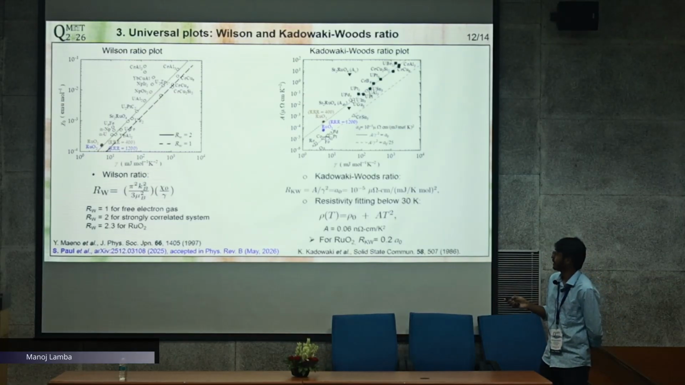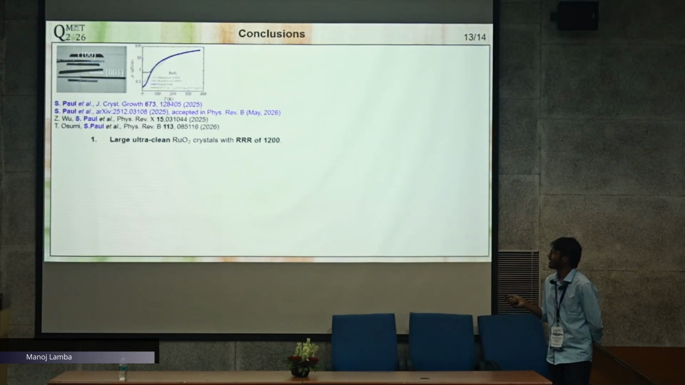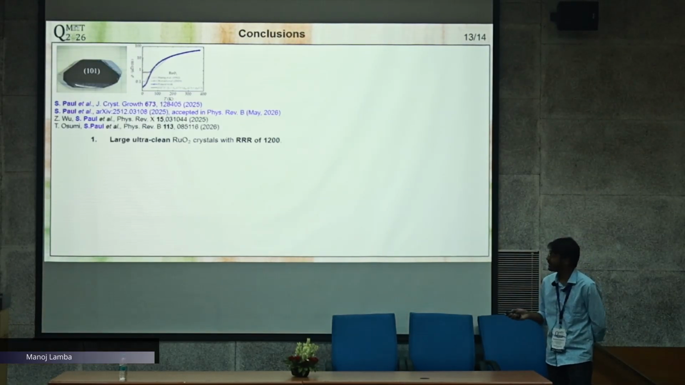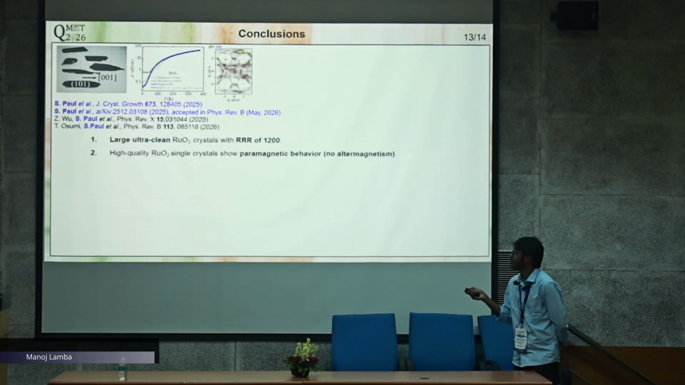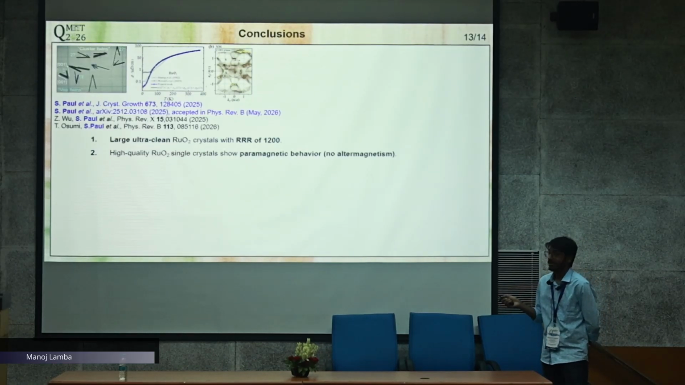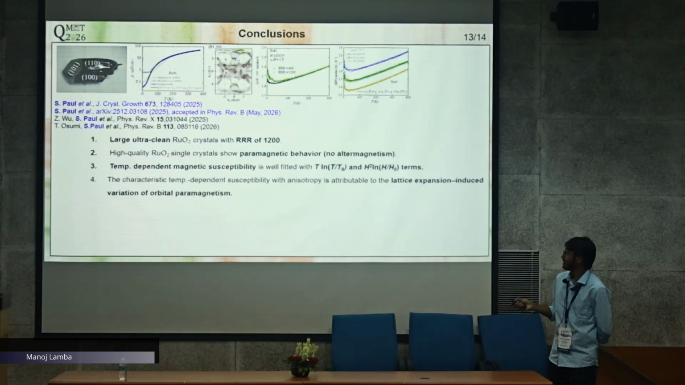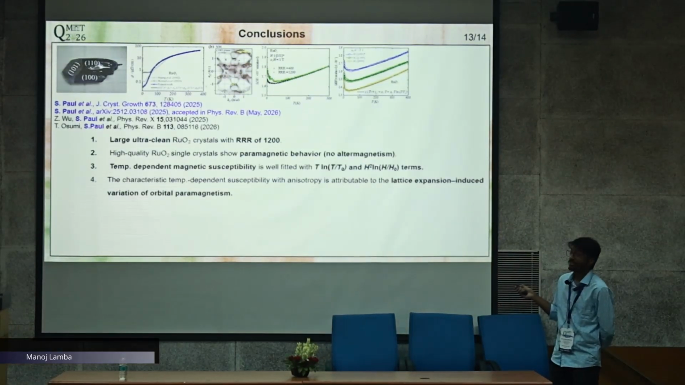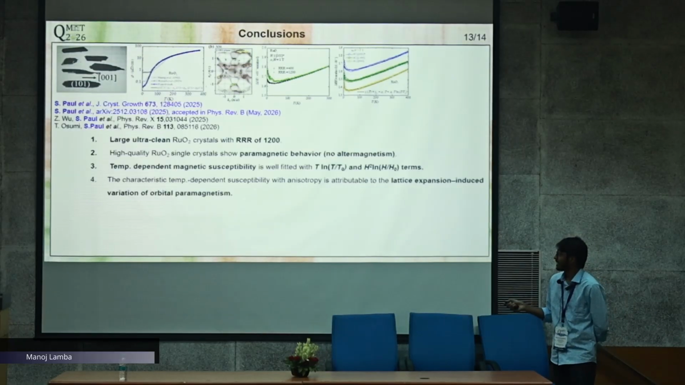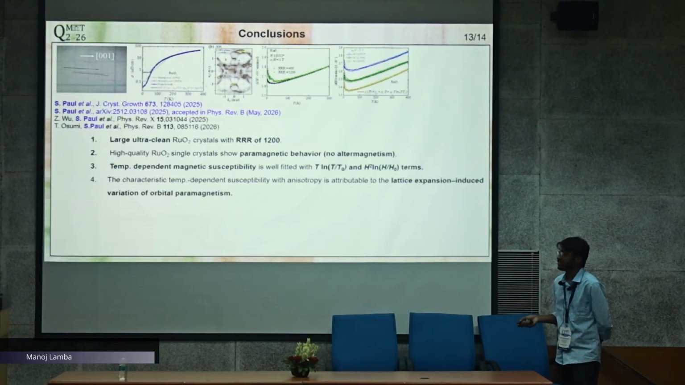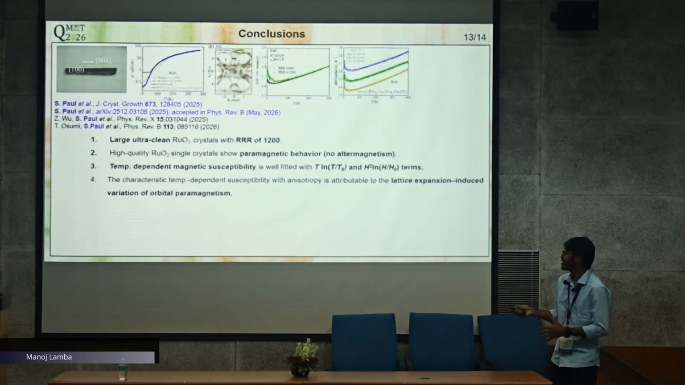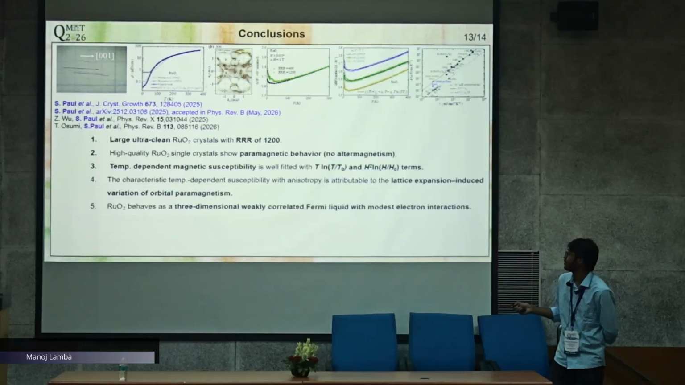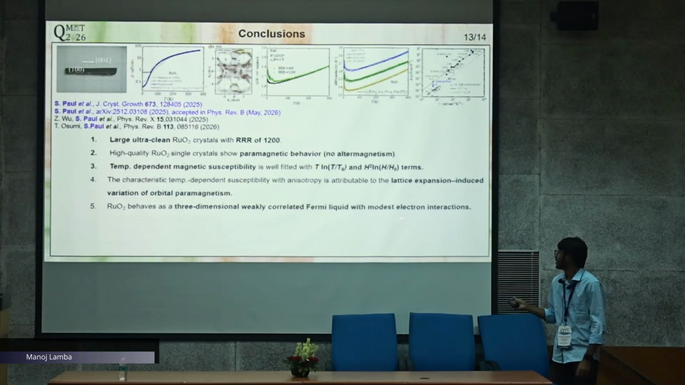To conclude my work, we obtained a large ultra clean RuO2 single crystal with RRR higher than 1200, and the high quality RuO2 single crystal shows a clear paramagnetic behavior, and there is no trace of altermagnetism. The temperature and field dependent susceptibility is well fitted with T log T over T0 and H square log H over H0 terms, and the characteristic temperature dependent susceptibility with anisotropy is attributable to the lattice expansion induced variation of the orbital paramagnetism. And lastly, RuO2 behaves as a three-dimensional weakly correlated Fermi liquid with a modest electron interaction.